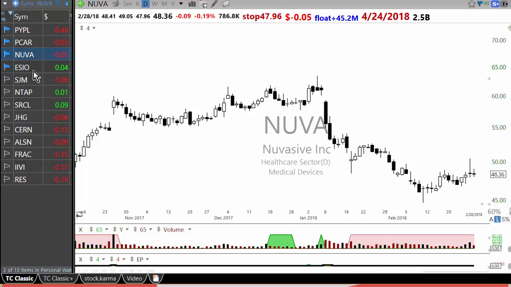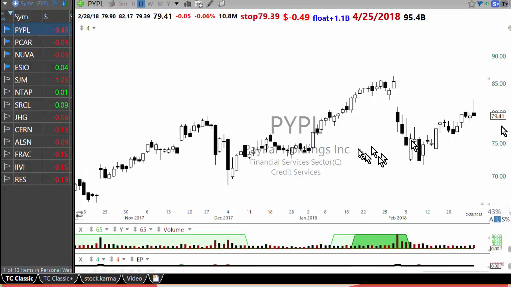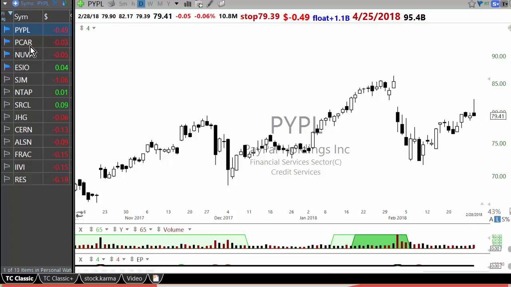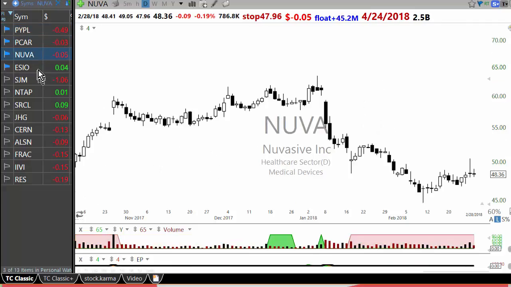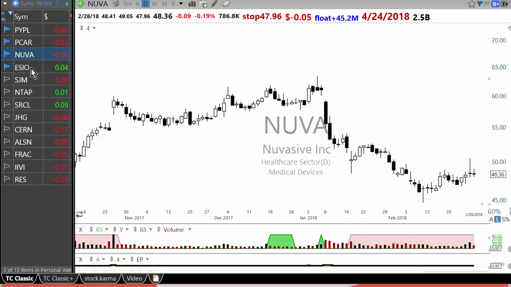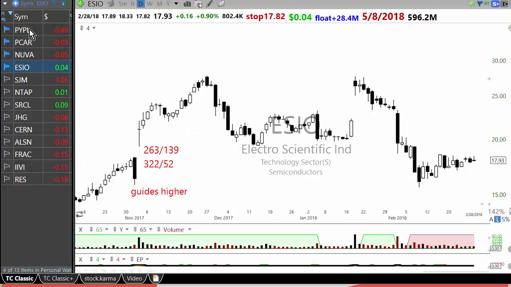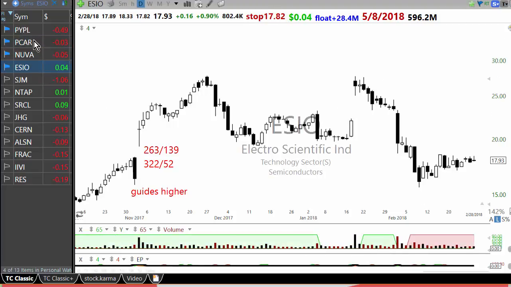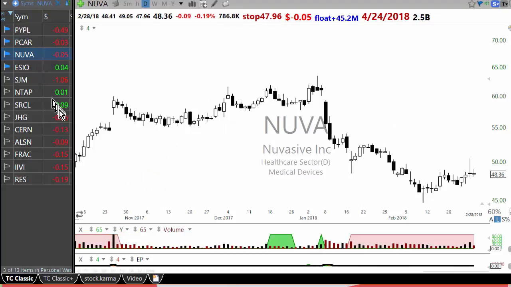And then once you have that, you have to look at where you're going to put the stop or entry in this particular setup, and that's basically it. And now these 3, I like this ESIO better than NUA. So PayPal will be number 1 on my IB platform. Probably ESIO number 2, PCAR number 3, and NUA number 4. And it takes 15 minutes to do this.